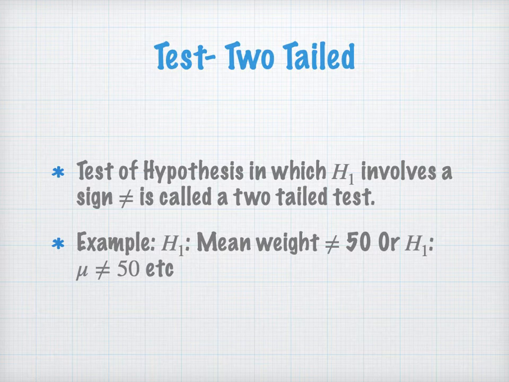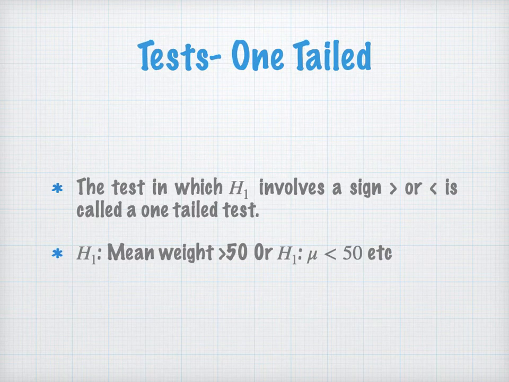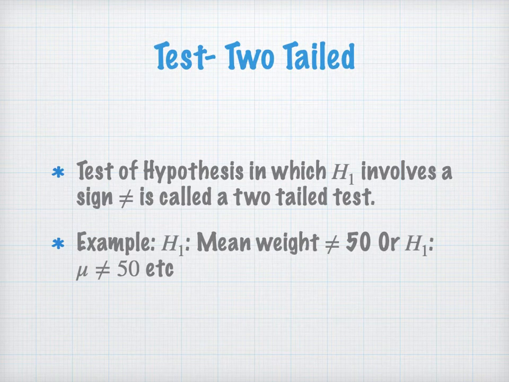Here, an example of a two-tailed test is H1 such that mean weight is not equal to 50, or mu not equal to 50, or it could be sigma not equal to 2, anything it could be, but there is a not equal to symbol. If there is a not equal to symbol in the alternative hypothesis, then such a test of hypothesis is said to be a two-tailed test. And if there is a greater than symbol or a less than symbol in the alternative hypothesis, then such a test is called a one-tailed test. Okay, so I hope it is clear, and we have given some examples also.